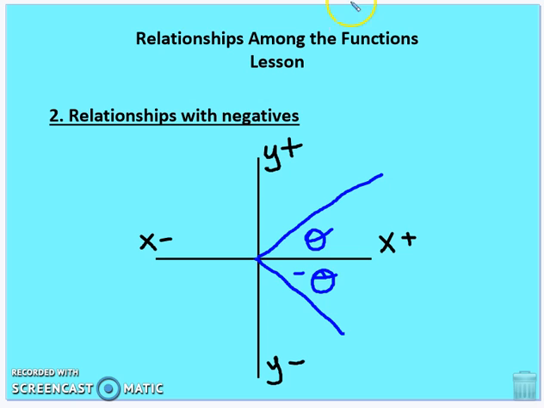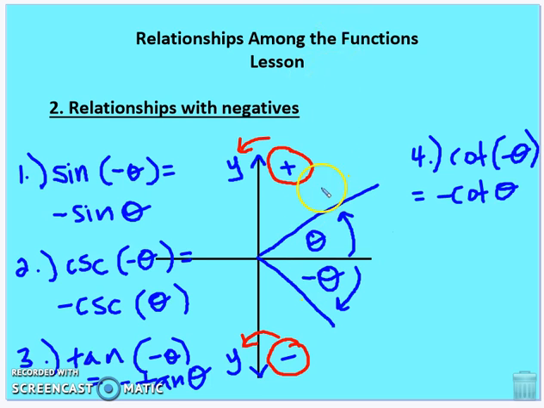Now, relationships with negatives. What happens if we take a negative angle measure? I have an angle measure here, and now I turn that angle measure into a negative angle measure. What happens to each of the values? For sine, the angle measure becomes negative, so it becomes negative sine theta. If I change an angle to a negative angle measure, for sine, since now I'm going to be in the third or fourth quadrant with this angle measure, it becomes negative sine of theta.